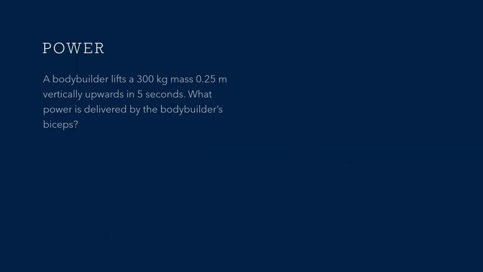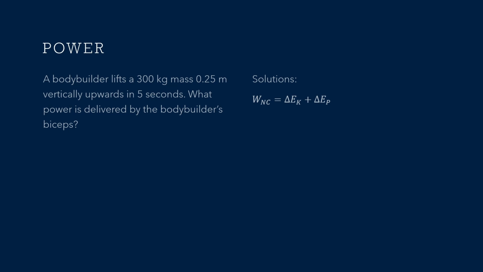Moving on to a power problem, the problem statement states: a bodybuilder lifts a 300 kilogram mass 0.25 meters vertically upwards in 5 seconds. What power is delivered by the bodybuilder's biceps? Let's take a look at the solutions.